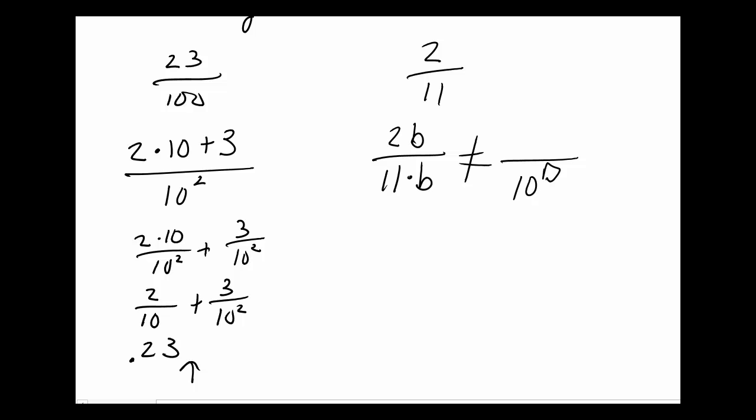Okay, so because I can't do that, 2 over 11 has to be something else, which we would call a non-terminating decimal. So let's practice looking at some fractions and identifying whether they're terminating or not.